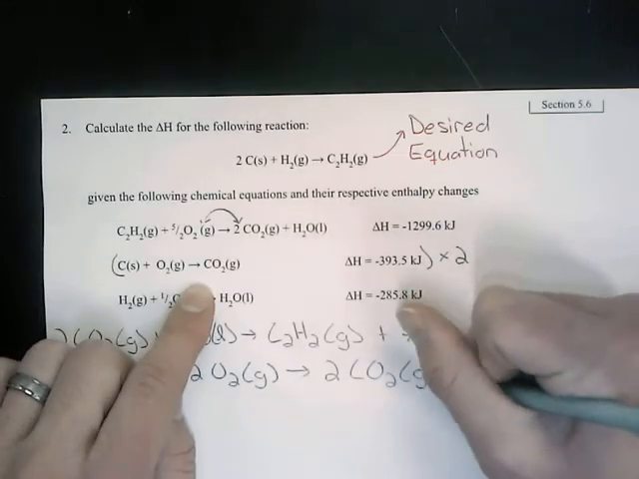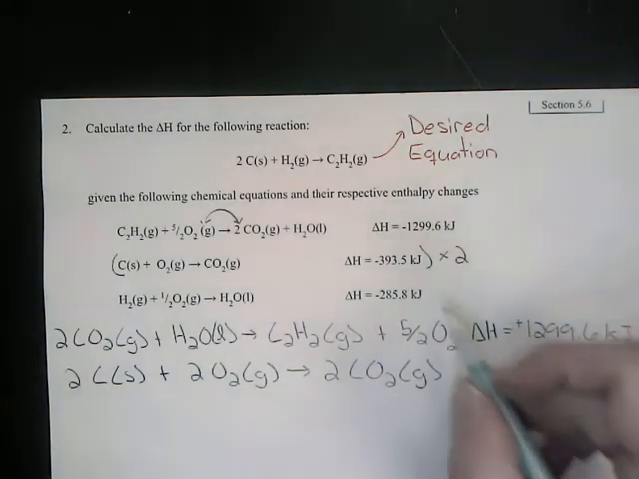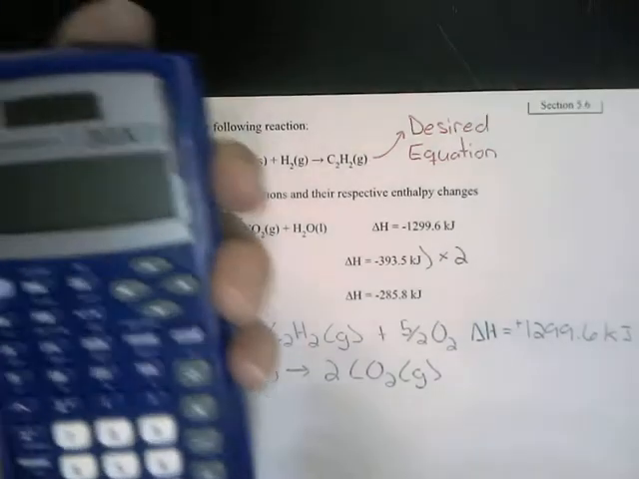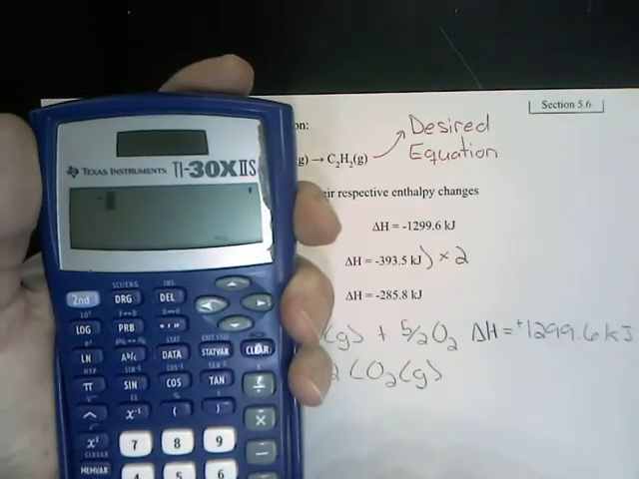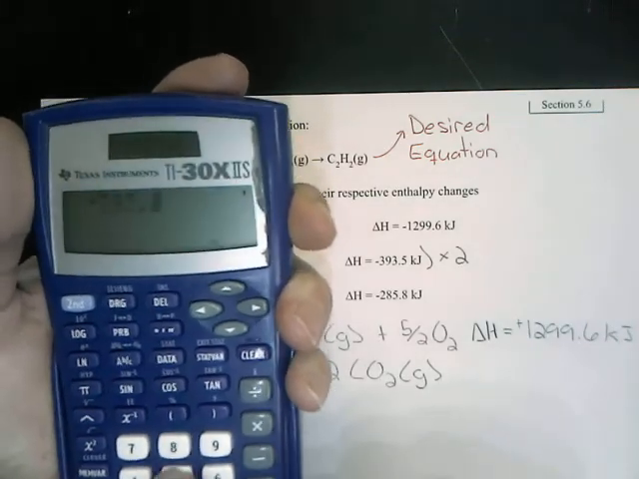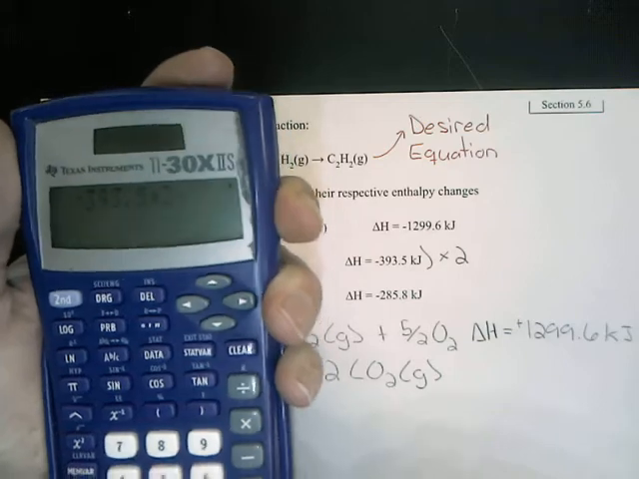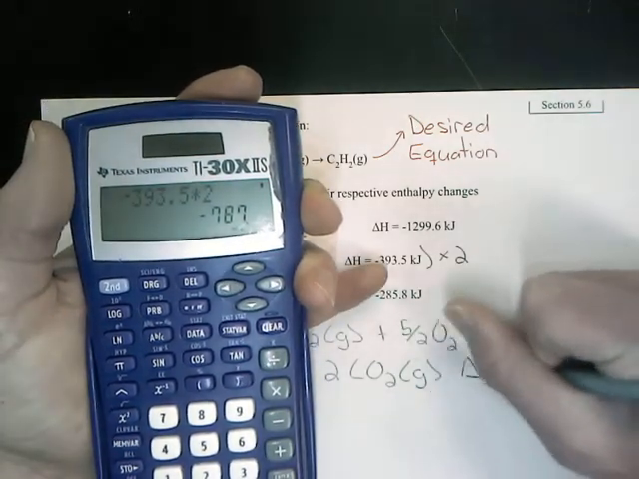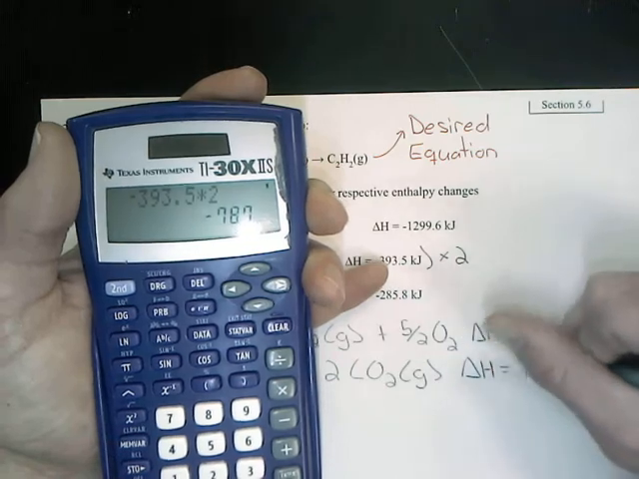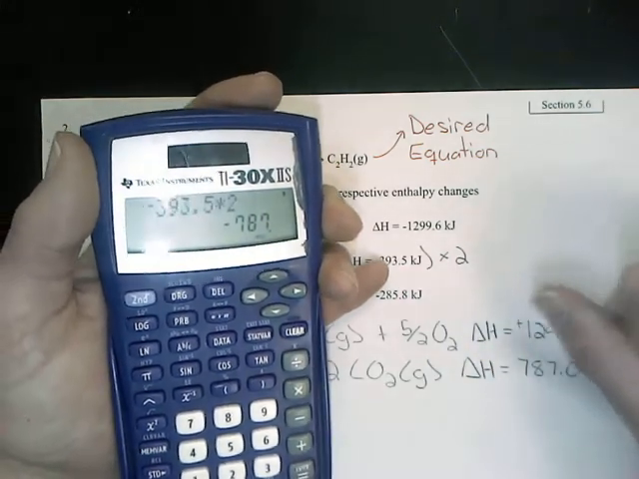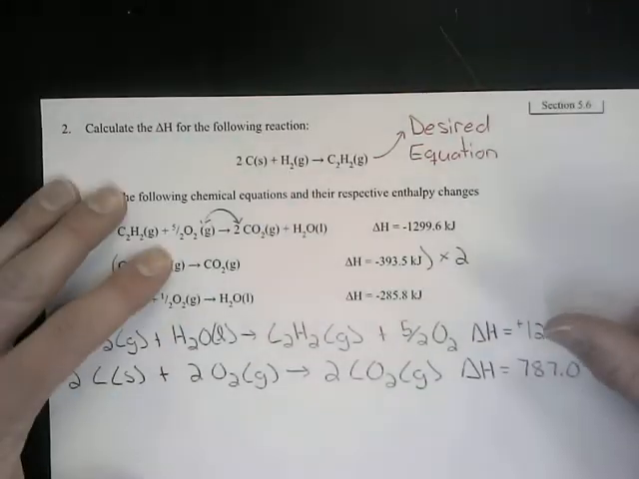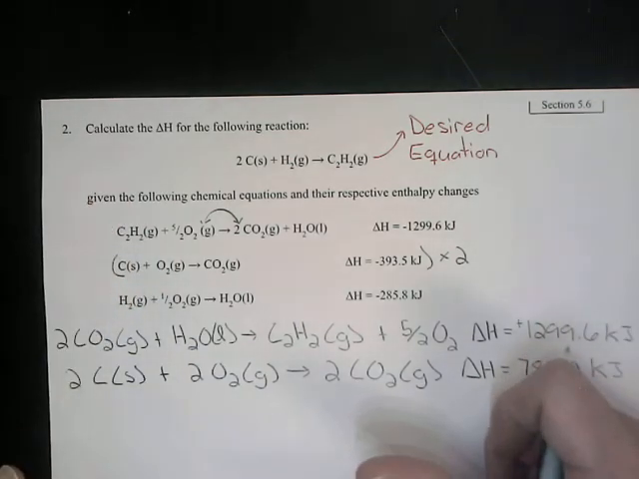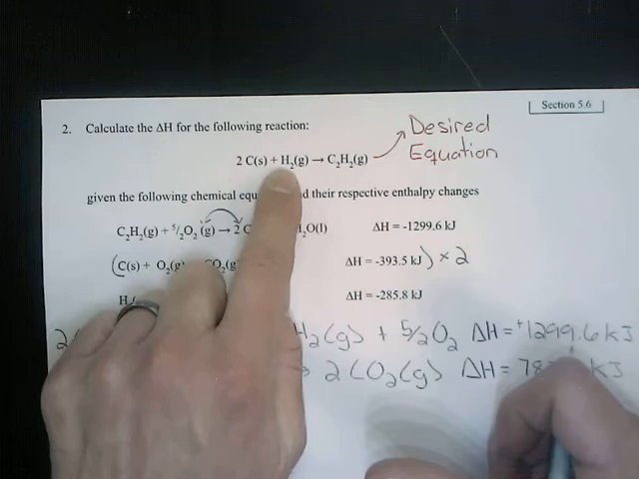Now, because we multiplied everything by 2, what that means is our delta H has to be multiplied by 2. So we're going to take negative 393.5 times 2, and that's going to be our new value for delta H. So our delta H here is going to be negative 787.0 kilojoules. Okay? And now the last thing that we need here is H2.